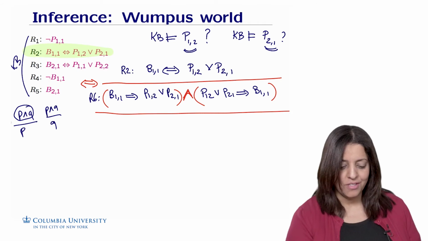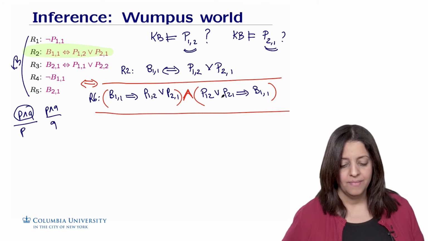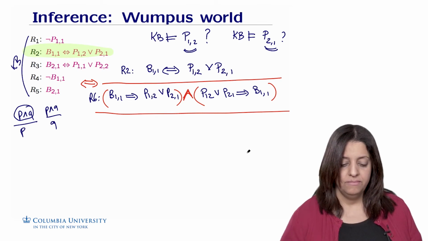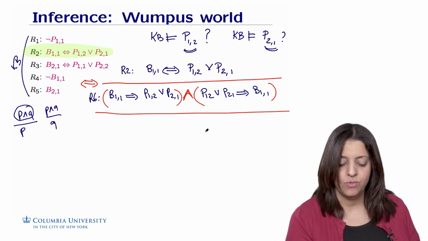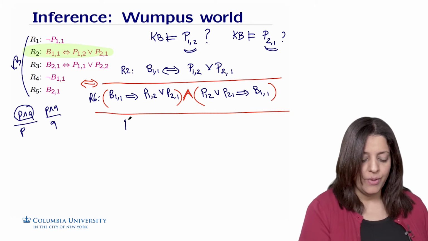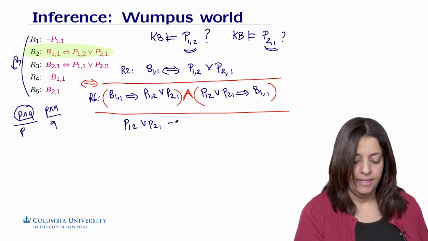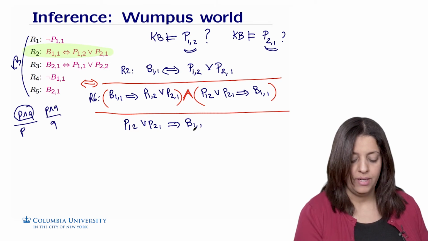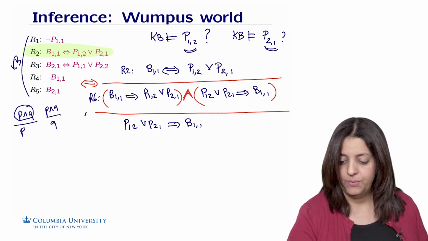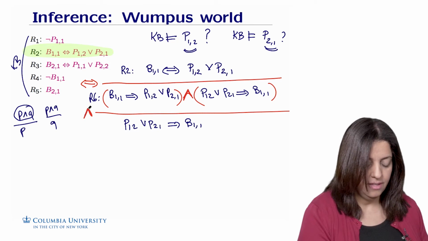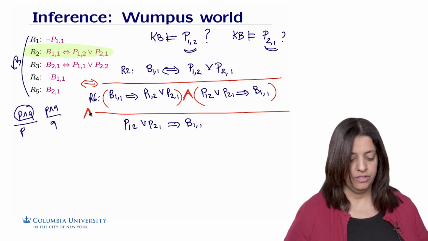I'm going to focus on either of these parts. Let's pick one of them. I would pick this one first, and I will tell you why later. So we have P12 or P21 implies B11. This is by the definition of the conjunction in inference rules. If you have the conjunction, you could infer any side of the conjunction.